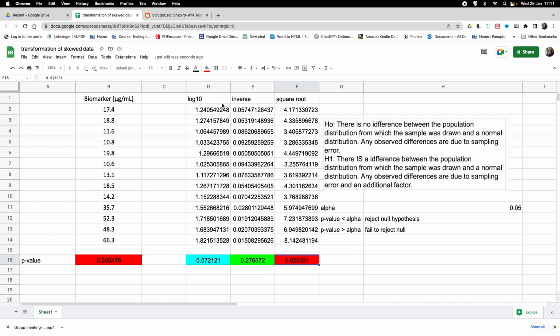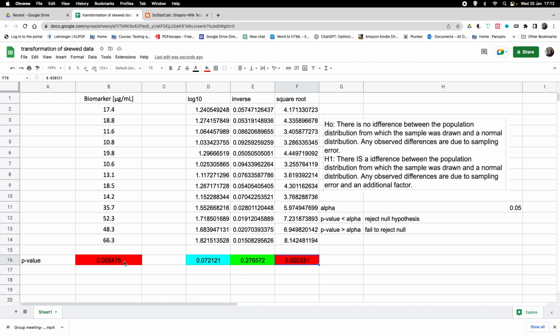normally distributed. However, we have two distributions, the log transformation and the inverse transformation, that would give us the p-value that indicates that these distributions are actually from a normally distributed population. And we then can use, instead of the raw data for the biomarker, either log 10 or the inverse transformed data in order to calculate a mean, a confidence interval, or we can even compare the data in a t-test.